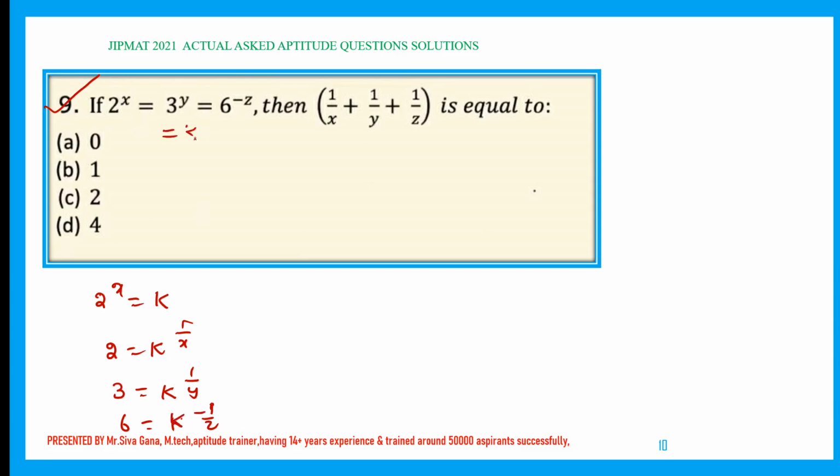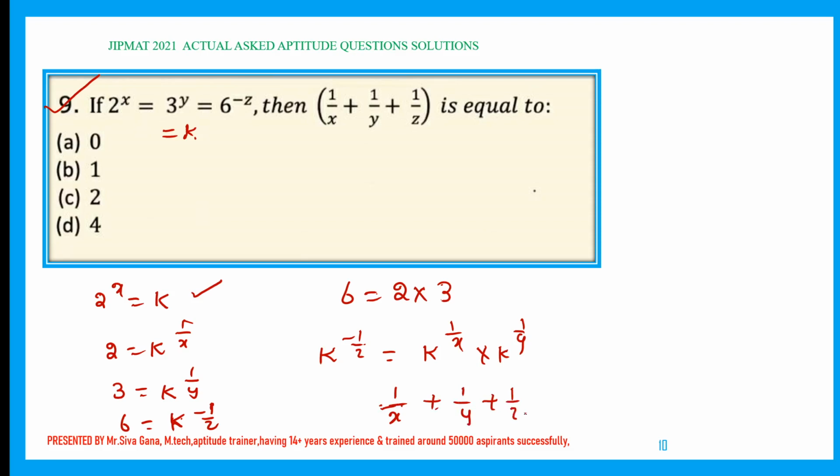Equating all these three individually like this. So 6 is simply 2 into 3. So making use of a simple technique, k power minus 1 by z is equal to k power 1 by x into k power 1 by y. So finally, the bases are equal, adding the powers, you will get 0. The answer for this question is 0, which was there in the options.